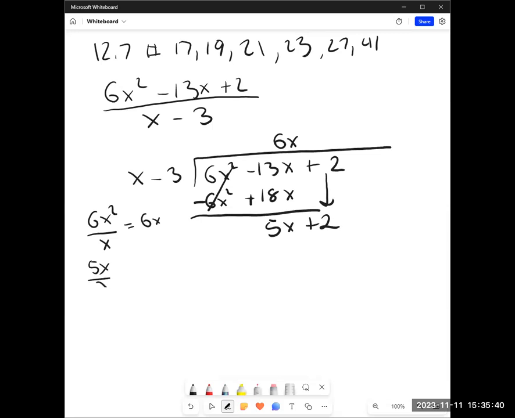5x divided by x is 5. It's a positive 5, so we're going to put plus 5. 5 times x is 5x. 5 times a negative 3 is a negative 15. We're going to change our signs and add. 15 plus 2 is 17. So we write our remainder as plus 17 over our divisor of x minus 3.